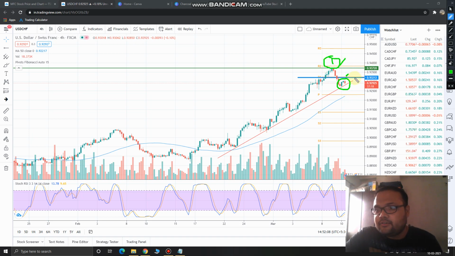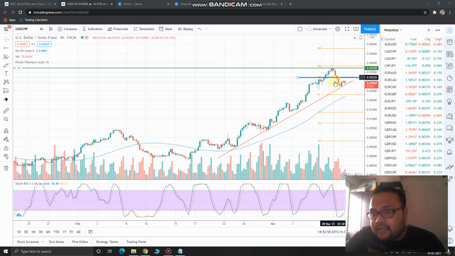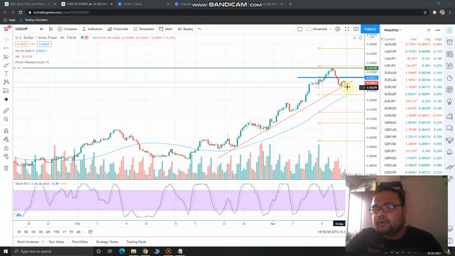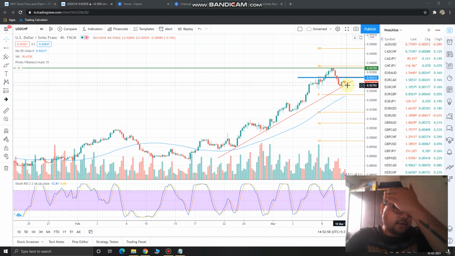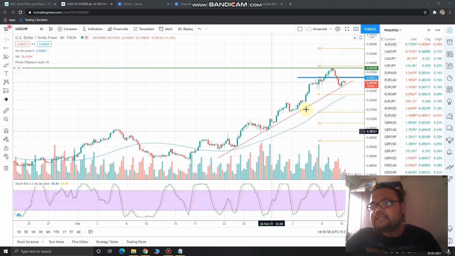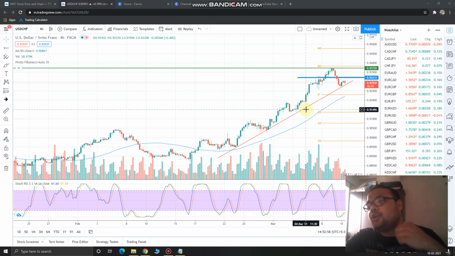This line is your first entry, this blue line is your second entry, and the current market position at 0.9292 can be your entry right now. In case market falls from here, then your stop loss will be hit. Your one trade may go wrong, but this kind of a setup will always make you money in the long run.